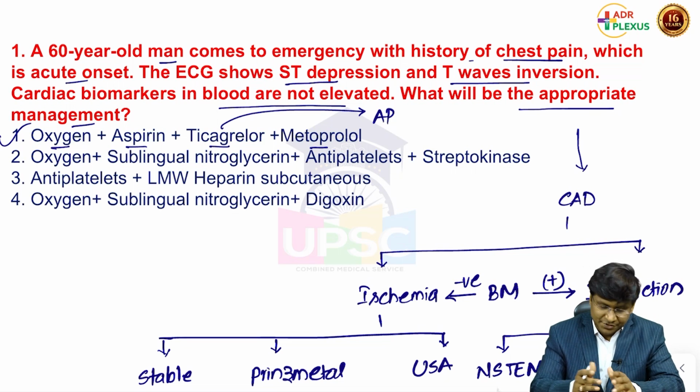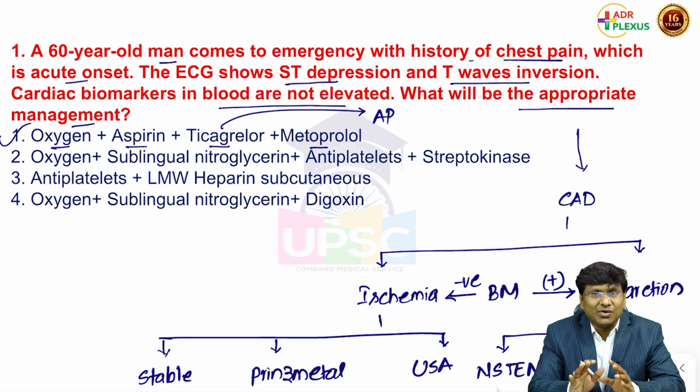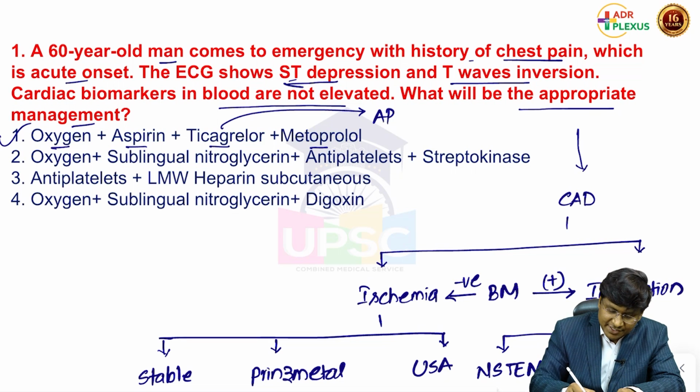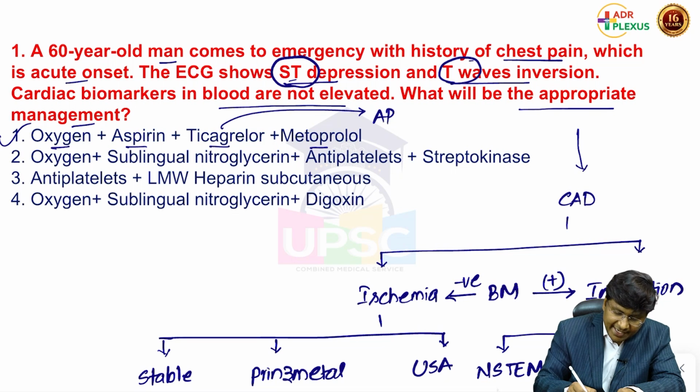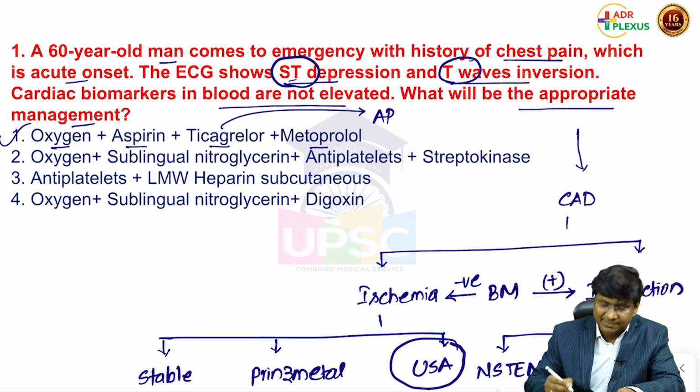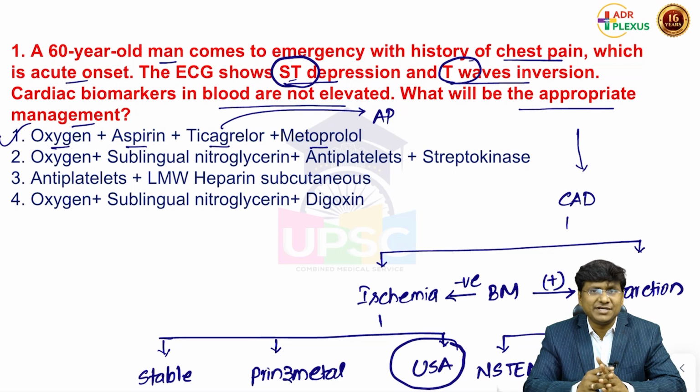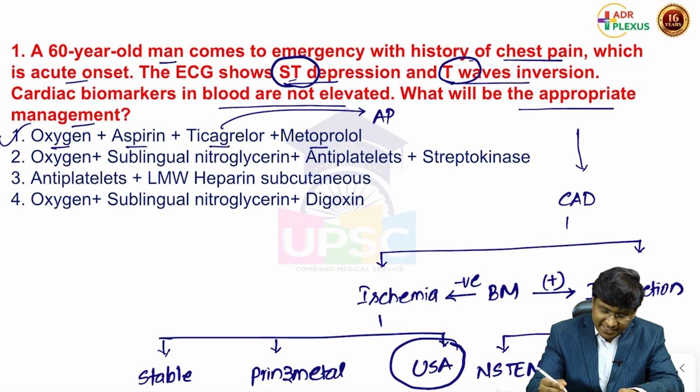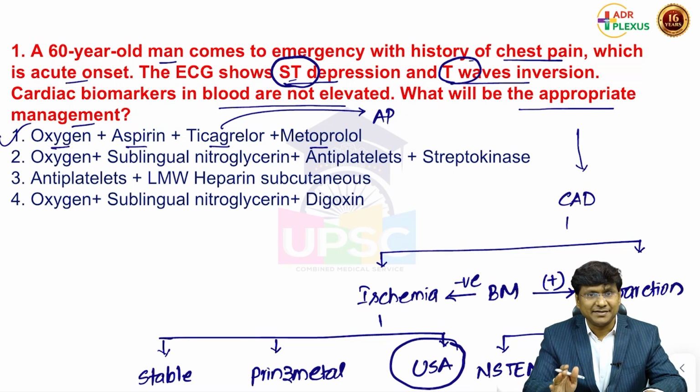Then what about the other options? So first of all, what is the diagnosis? The patient is having ST segment depression, the T wave is inverted, and the cardiac biomarkers are not elevated. So this is suggestive of unstable angina. Unstable angina comes under acute coronary syndrome, which requires oxygen therapy, DAPT, and as well as the beta blockers have to be supplemented, right?